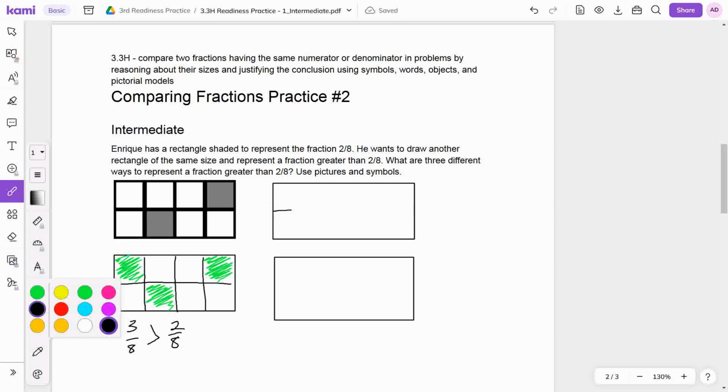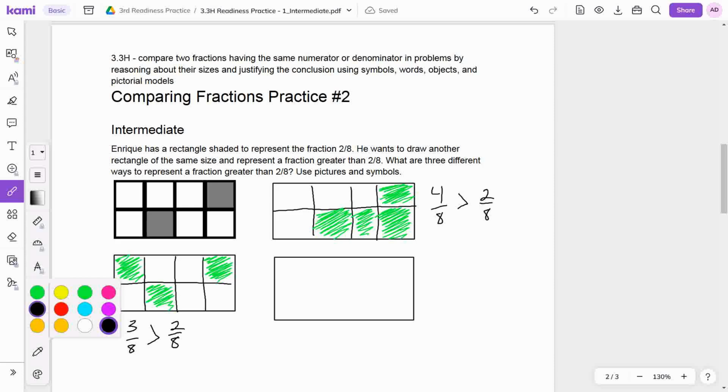So I can say 3/8 is greater than 2/8. I could also just keep going. Here's my 1/8, my 2/8. I'm just going to shade it in like this. I'm going to say 1, 2, 3, 4/8. So I'm going to say 4/8 is greater than 2/8.